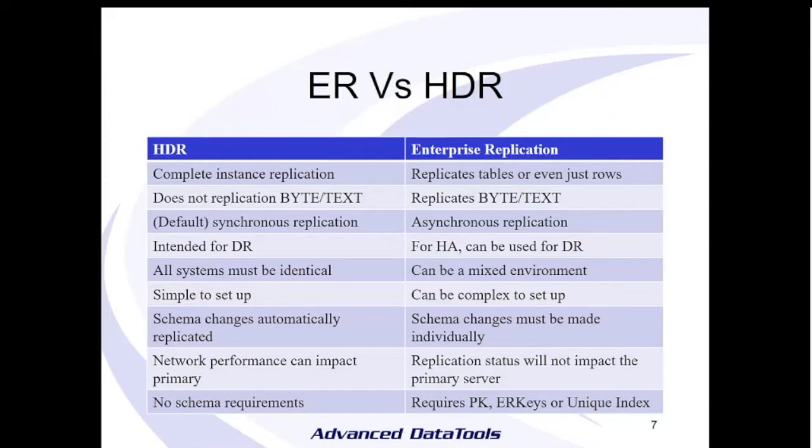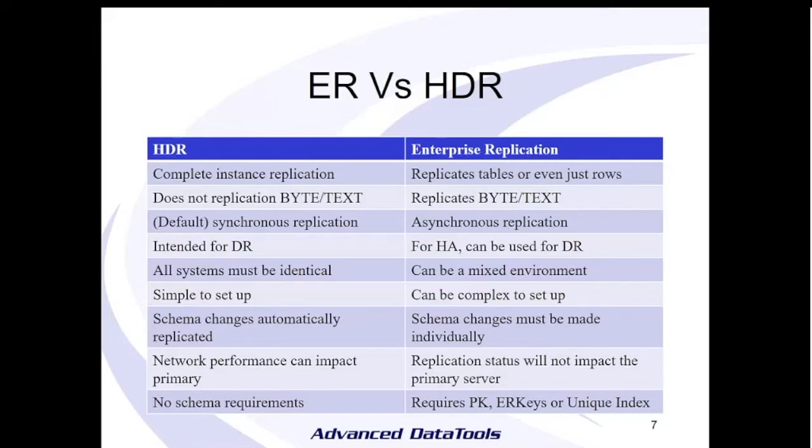One big downside to enterprise replication is schema changes need to be made individually, and you have to update replicates when you make changes. So if you add a new column or delete a column, you need to update the replicate to reflect that. Asterisk there: there is a thing called flexible grid. I'll talk a little bit about it at the end.